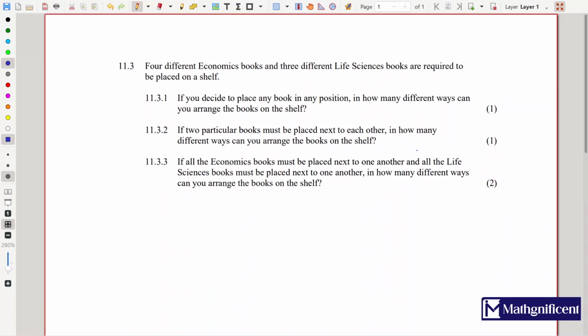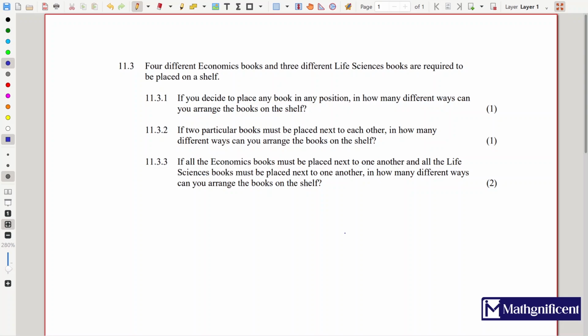Right, so now we have 11.3. It says that 4 different economics books and 3 different life sciences books are required to be placed on a shelf. Now, let's say if you decide to place any book in any position, in how many different ways can you arrange these books, right?